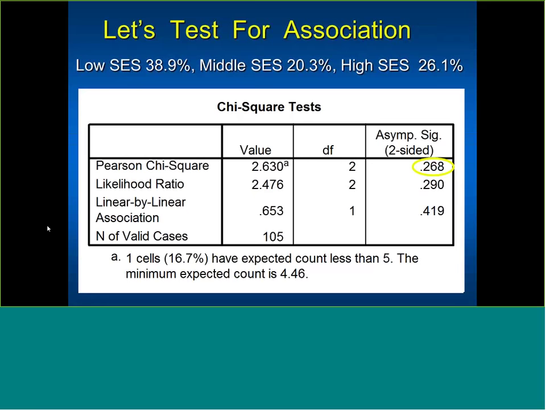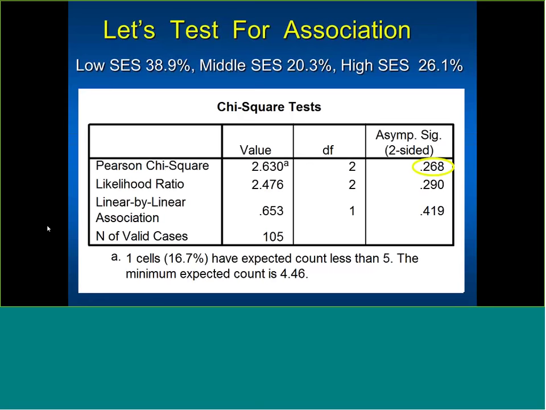So I have my numbers up at the top there. I can still report my percentages. I mean, those don't change depending on the p-value. I still have those 38.9, 20.3, and 26.1. But I have to conclude that those are just chance fluctuations, that they could just as easily be jumbled around because my p-value is 0.268. I could be making what's called a type 2 error. There could actually be an association here, but I didn't have enough subjects to show it. Maybe I didn't have enough smokers in my study, which is good for them, but not good for my study. So, any questions on that?